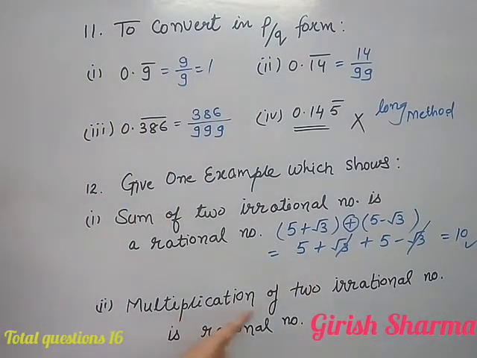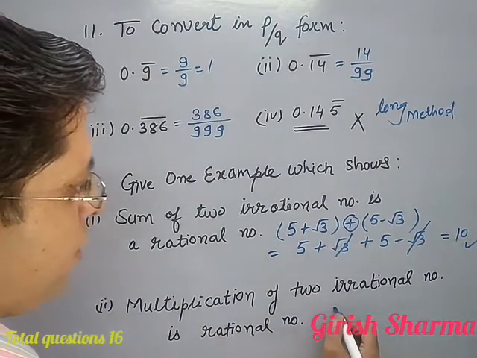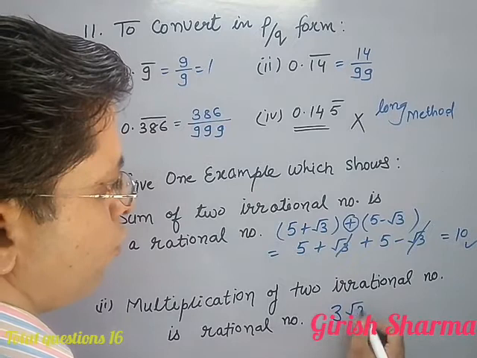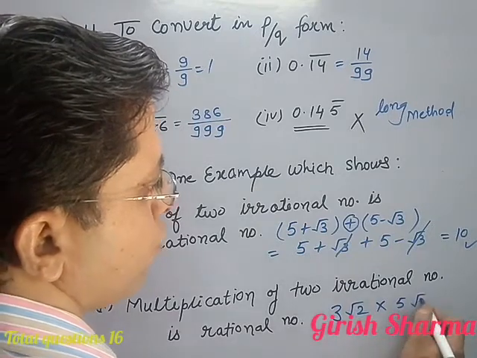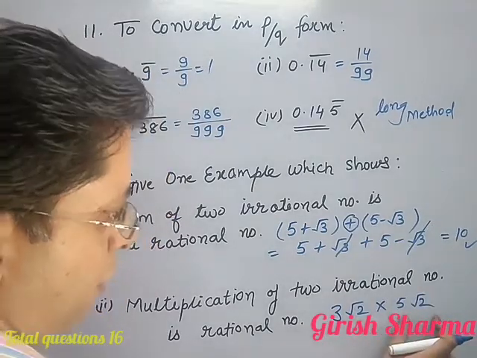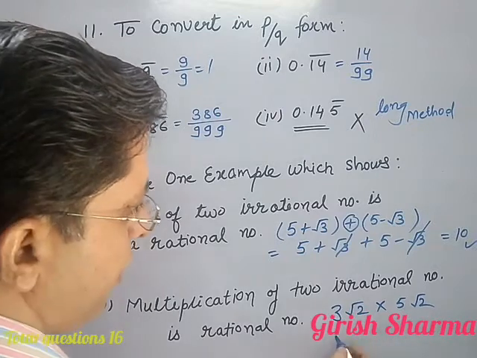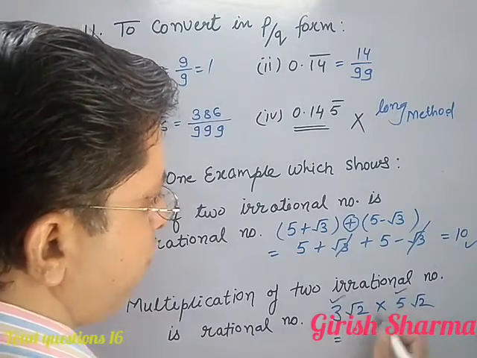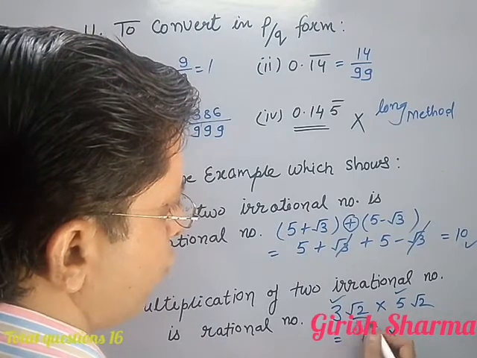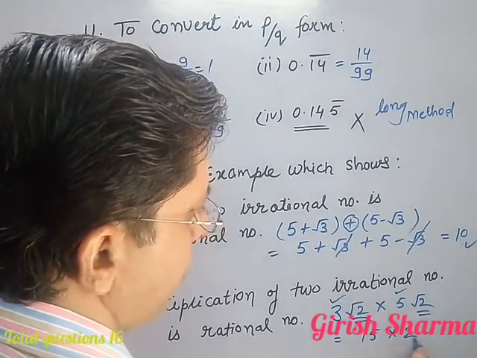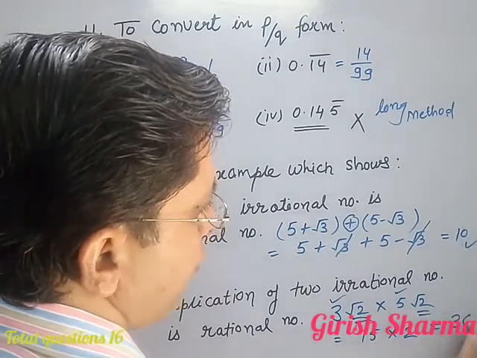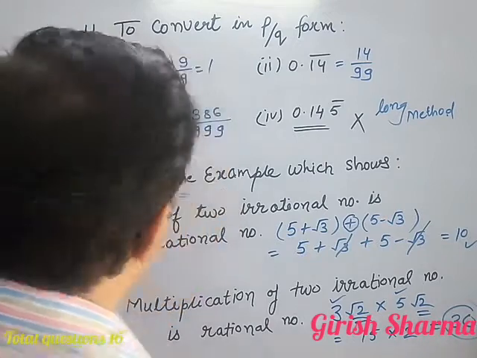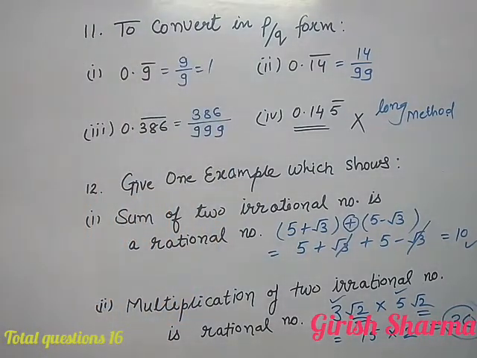Come on, multiplication of two irrational numbers. What will be? See here, 3 root 2 into 5 root 2. These two are different irrational numbers, but their multiplication is what? 3 5s are 15, and root 2 into root 2 will become 2. This will be 15 2s are 30. Now come on to its third part.